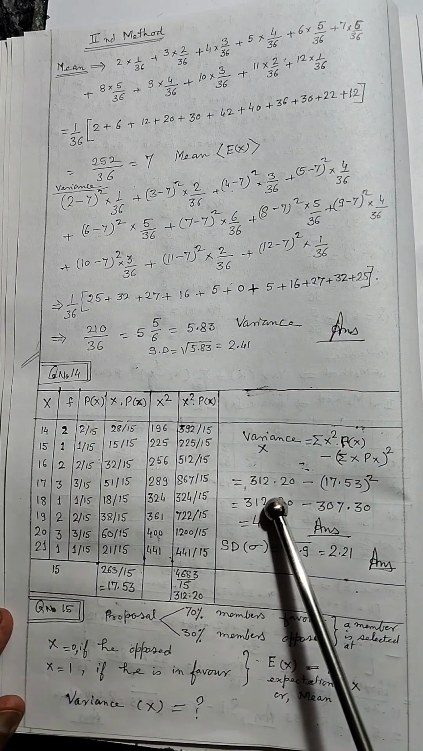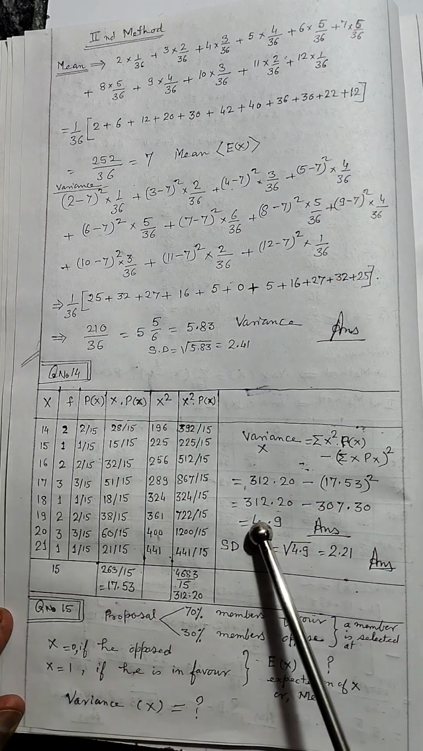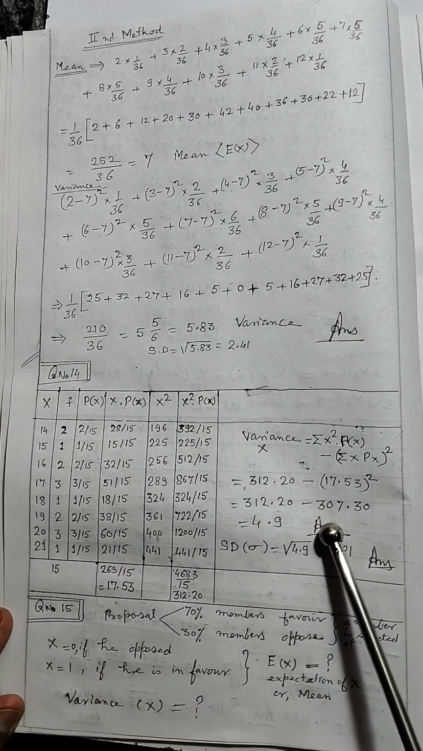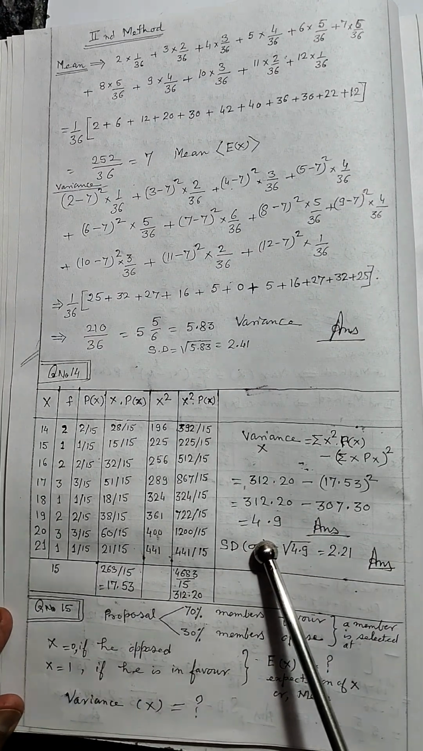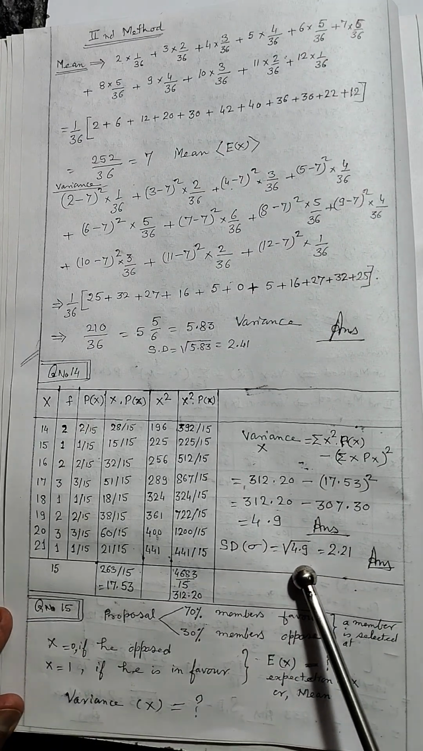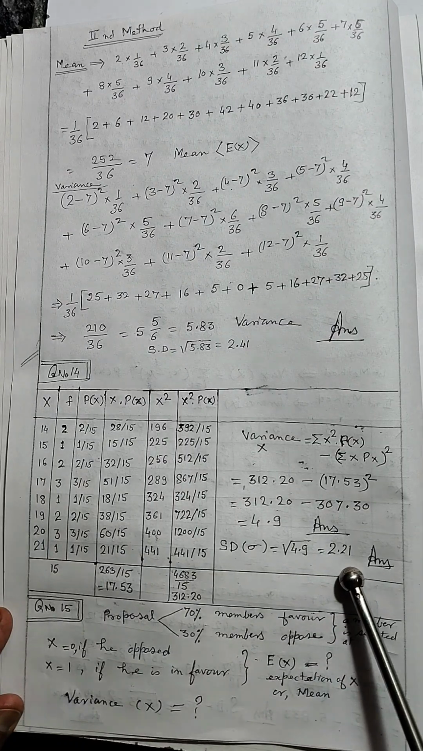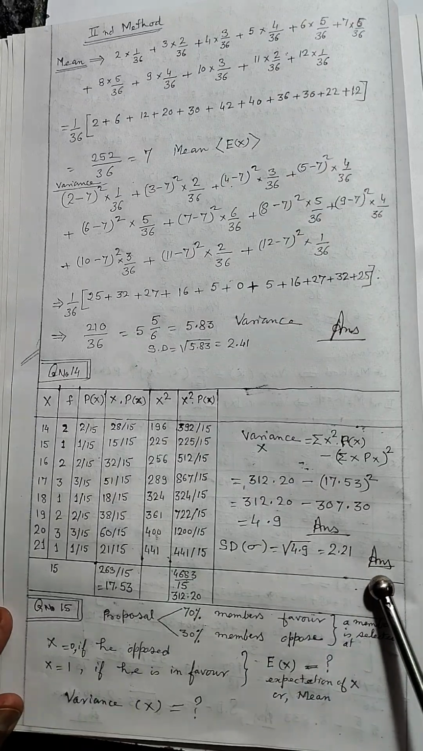so 312.20 minus 17.53 whole square, here it will be equal to 312.20 minus 307.30. After solving you will get 4.9. The standard deviation will be equal to the square root of this, that is the square root of 4.9, it will be equal to 2.21, and this will be the required answer.